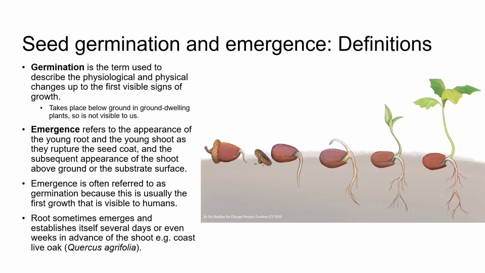In some plants, the young root sometimes emerges and establishes itself several days or even weeks in advance of the shoot. An example of this is the coast live oak, Quercus agrifolia, and this growth habit is an adaptation to survival. It enables the root to become established and tap into water sources so that the seedling has a better chance of survival in the wild.